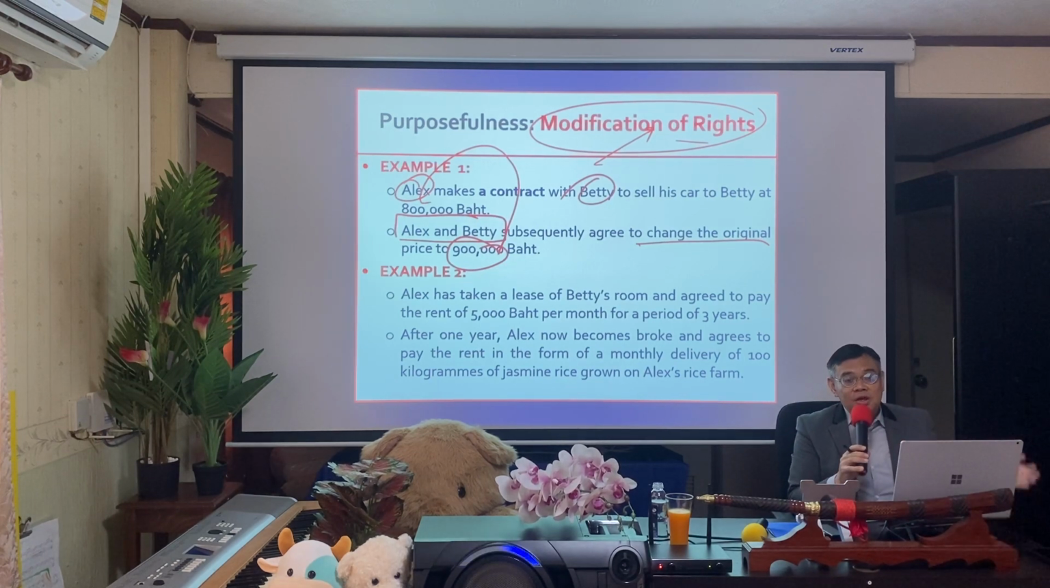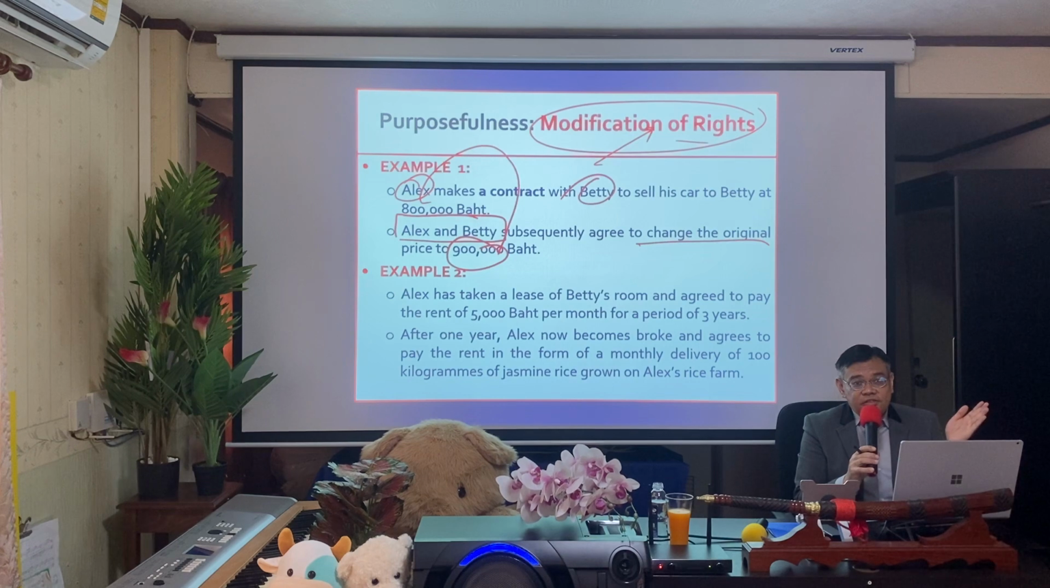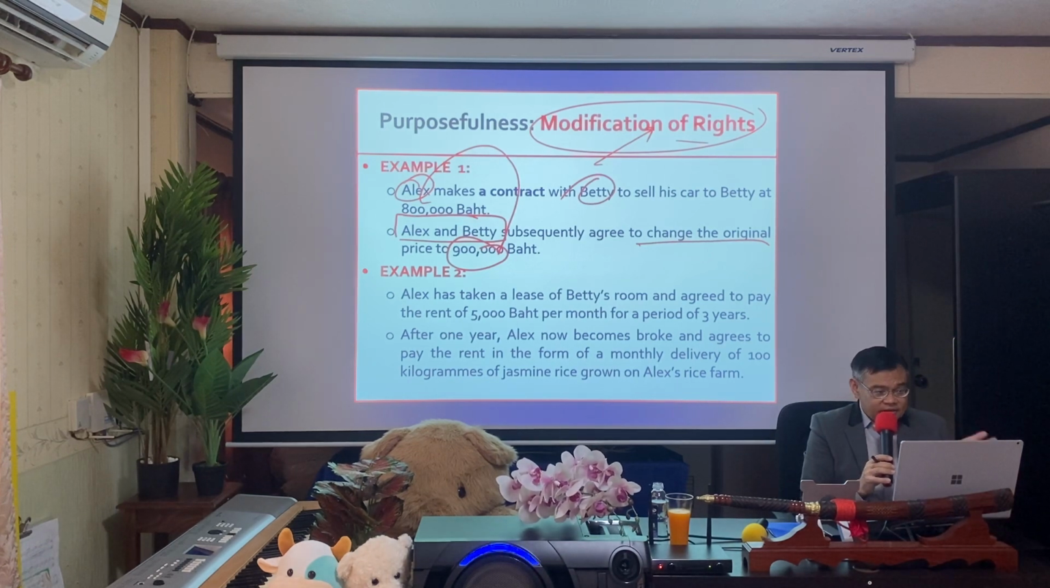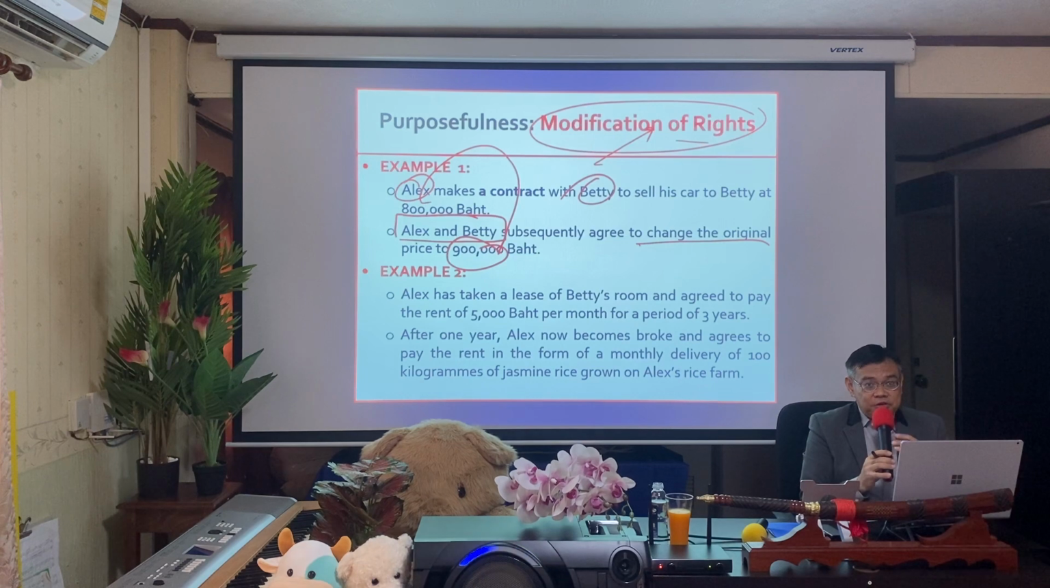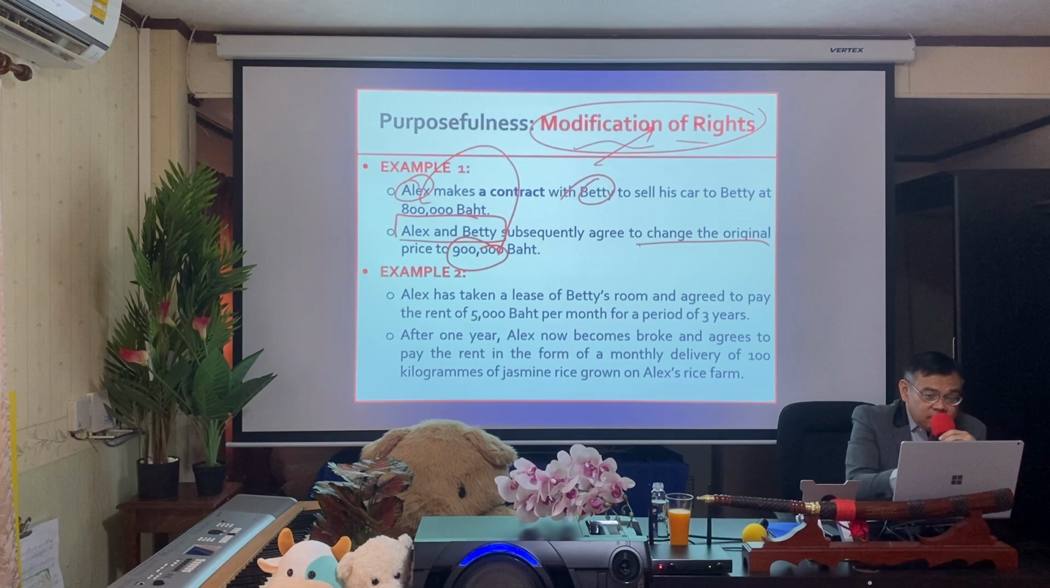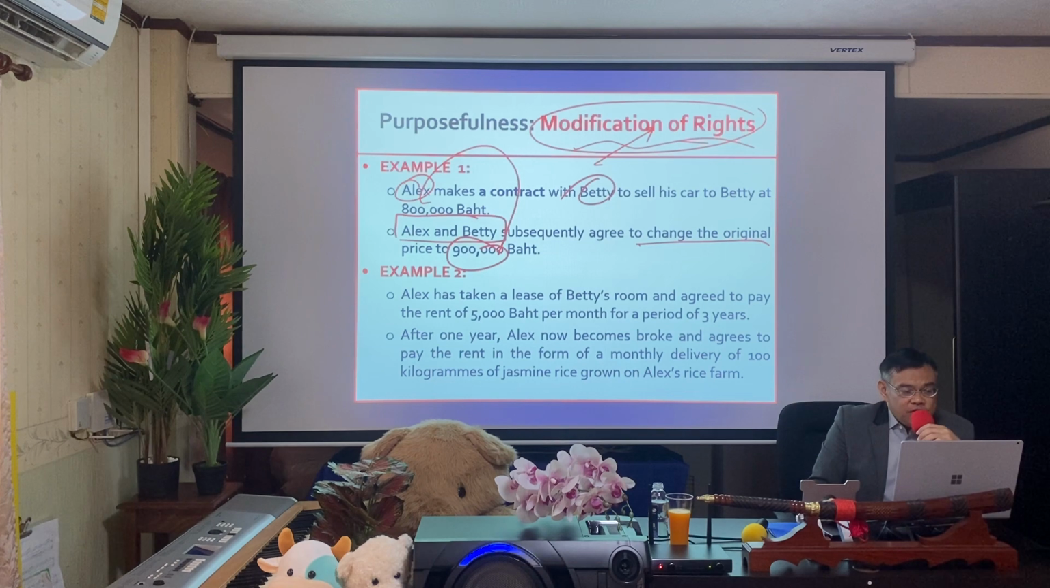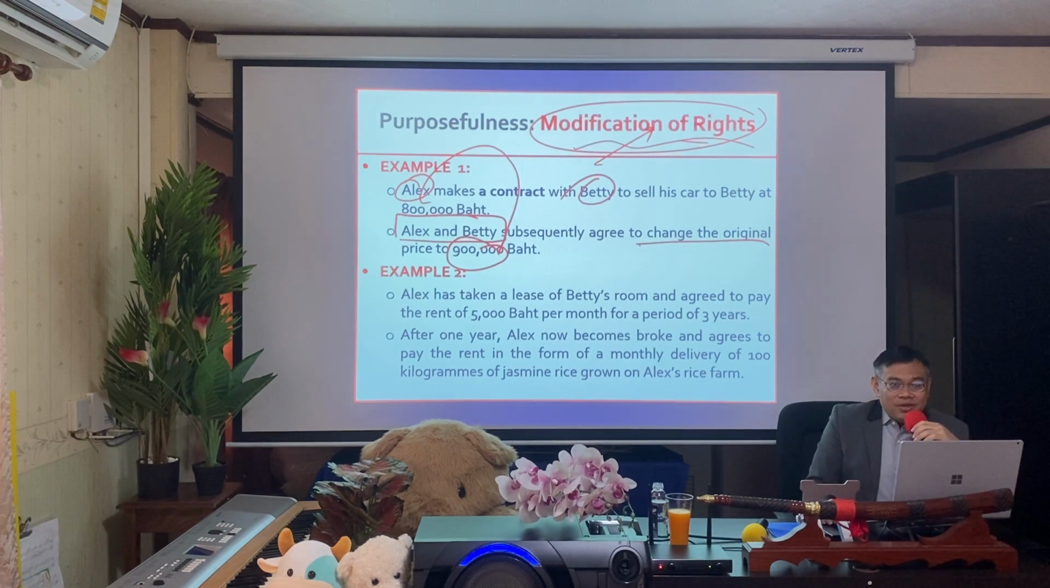We can see that the agreement which was subsequently made by Alex and Betty was made to establish legal relations in order to modify the rights. Now the rights of the parties have been modified. Alex, who had the right to claim the price of 800,000 baht, now has the right to claim the price of 900,000 baht. So this is an example of the modification of the right.